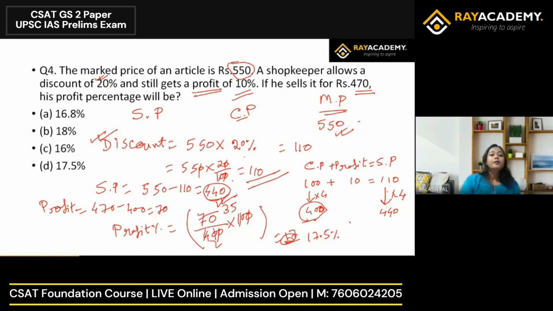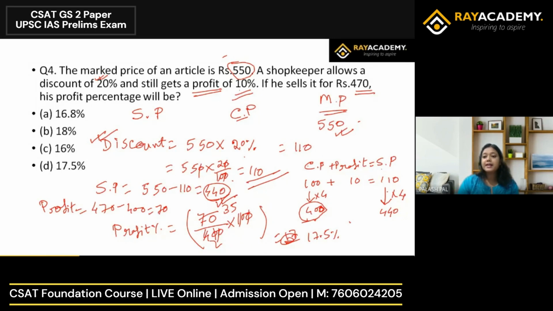But when the selling price is 440, the question mentions the profit is 10%. Profit 10% means in 100 it is 10. That means when cost price is 100, 10 will be the profit. When cost price and profit are both related, what will be our selling price? Selling price will be cost price plus profit, that means 110. Clear?